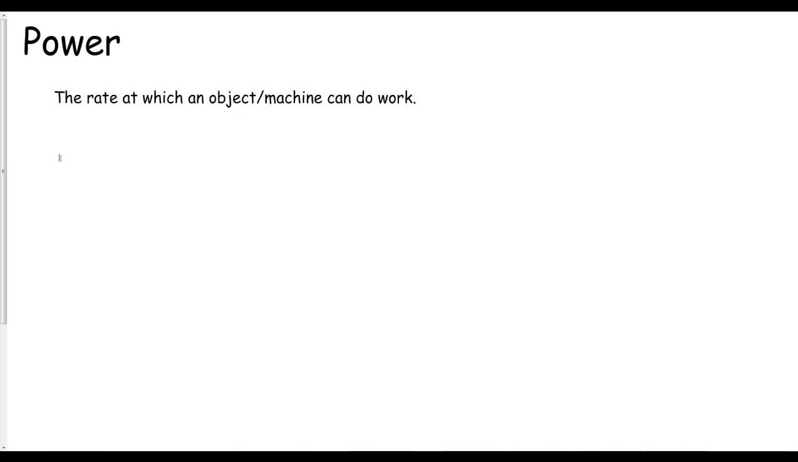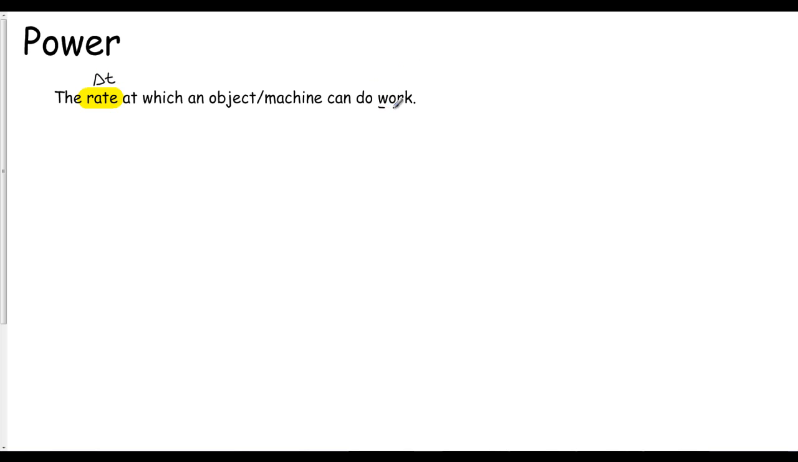Well, power describes the rate at which an object or a machine can do work. In this case, because we're talking about mechanical energy, we're going to specifically say that it's mechanical work. So, the rate. Let's start highlighting some things. Rate implies a time part, so rate implies this time interval delta t.